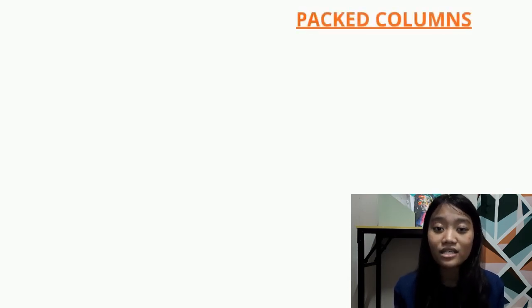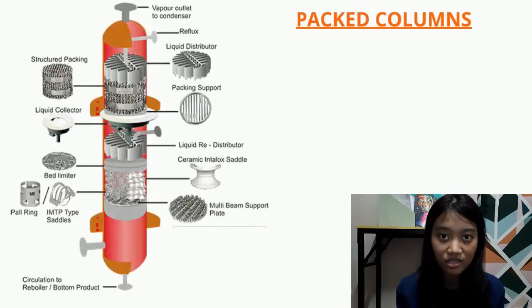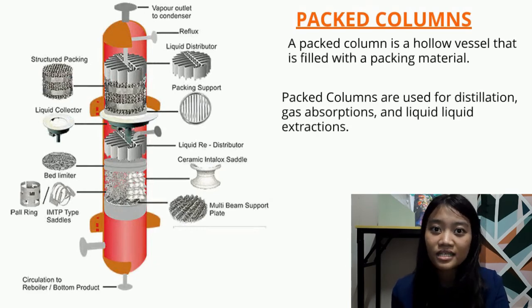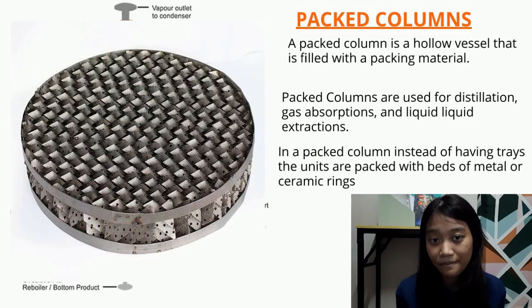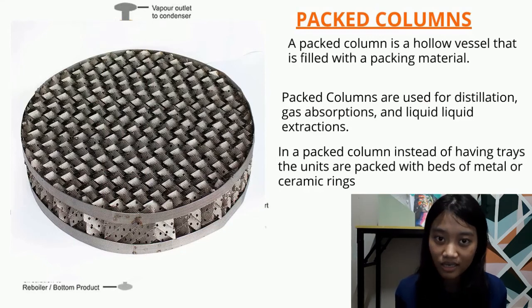So the next one is a packed column. A packed column is a hollow vessel that is filled with the packing material. Packed columns are used for distillation, gas absorptions, and liquid-liquid extractions. In a packed column, instead of having trays, the units are packed with beds of metal or ceramic rings, or what we call packings. So this is what these metal or ceramic rings look like.